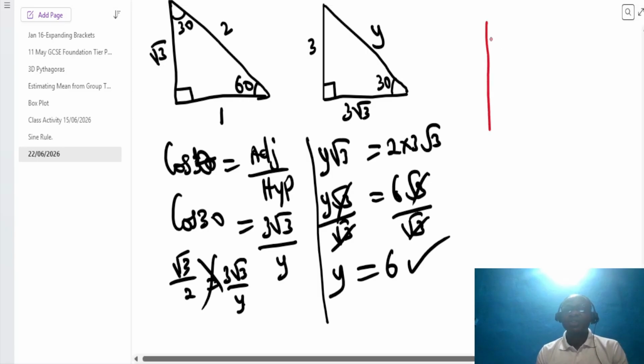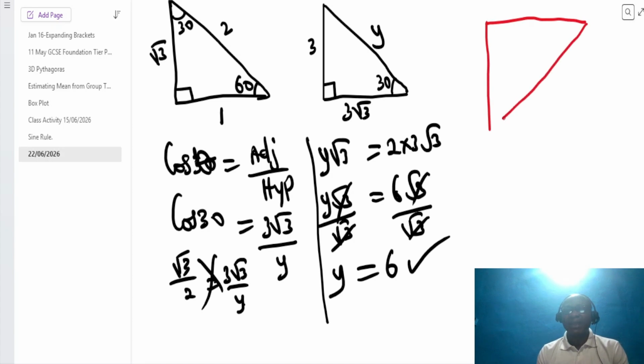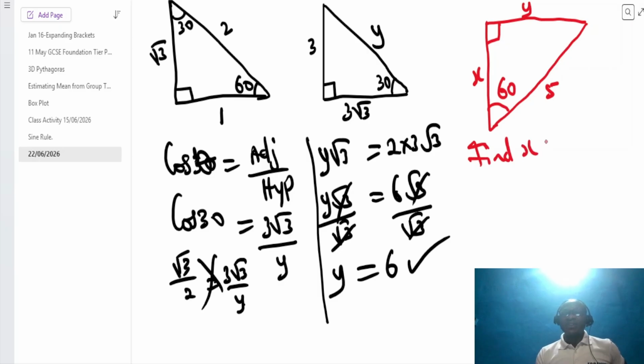It is like this, and then it goes like this. Then I close the gap here. Then I gave you that this place is 90. Here, I put what is called angle 60. At this place, I put for you 5. And here, I put X. Here, I put Y. The question is to find the value of X and Y. Do you get me?